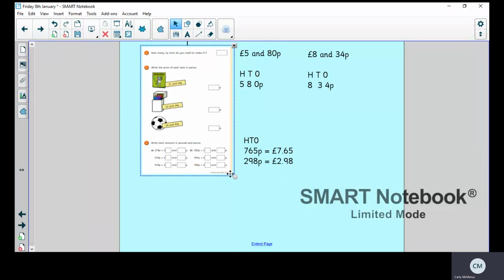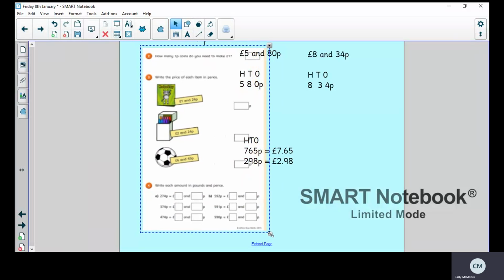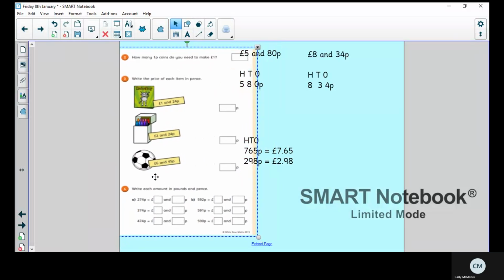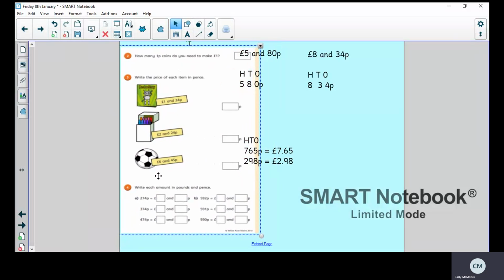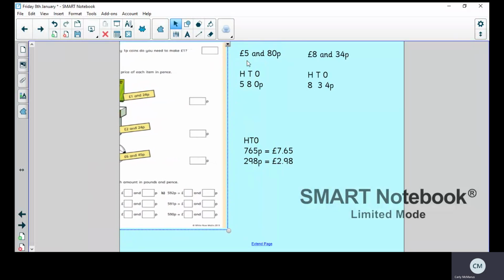Right. Make this a bit bigger. The next part says, how many 1p coins do you need to make £1? And then question 3 says, write the prices of these items in pence. So if you look, this says £1 and 24 pence. This is £2 and 24 pence. This is £6 and 45 pence. So what I've done here is I've made up some of my own. So I've got £5 and 80 pence.